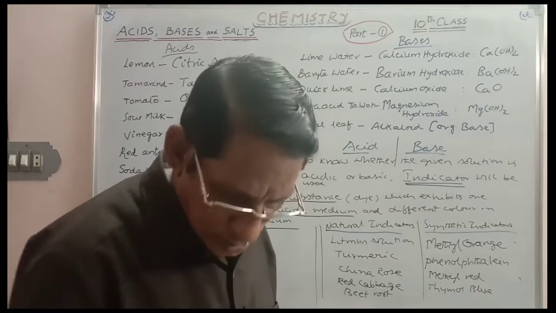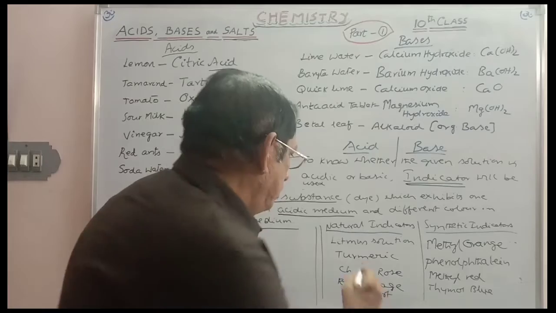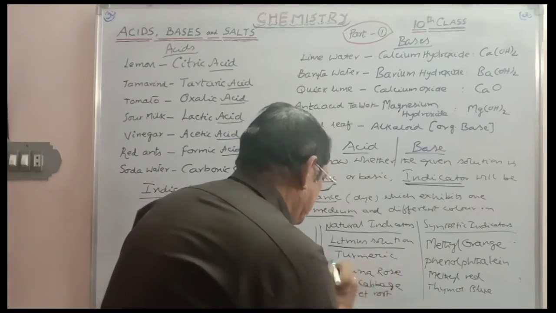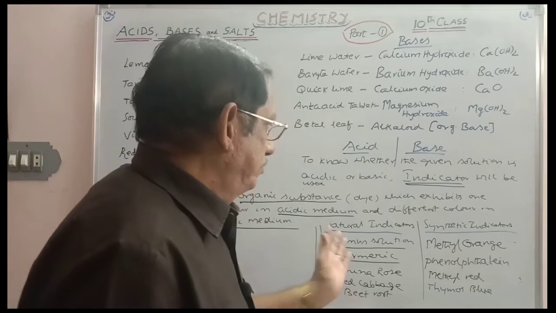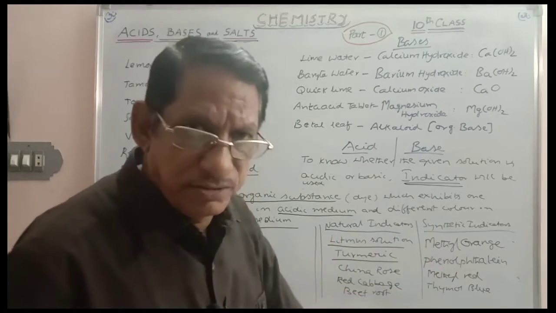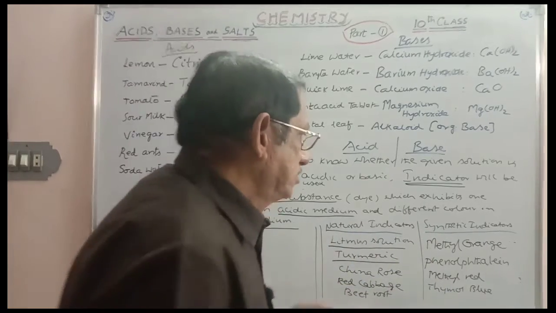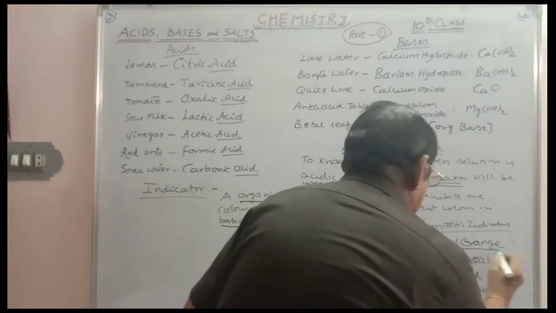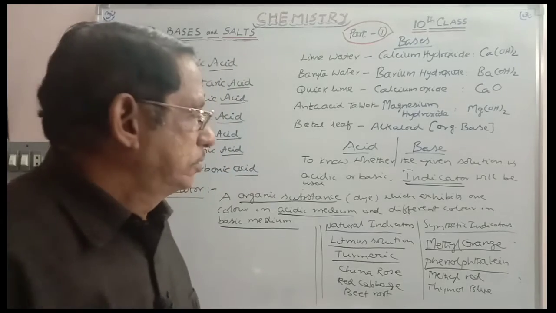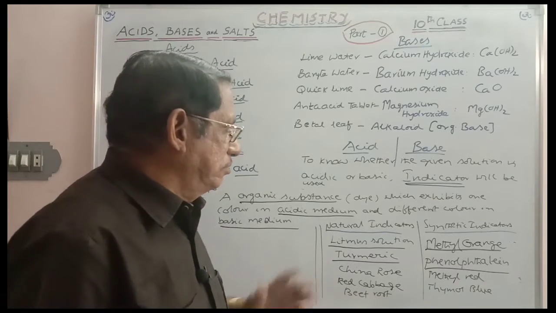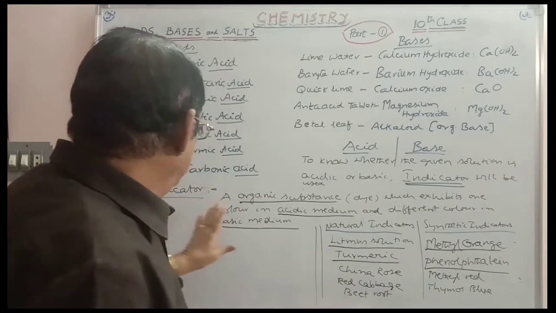So here the most important you have to consider litmus and turmeric are more important for us. We will consider these two for the checking of acids and bases, what type of colors are exhibited by them. Similarly, methyl orange as well as phenolphthalein, these two we will consider to check the solution whether it is acidic or basic. Okay, so that is about the definition of indicator.